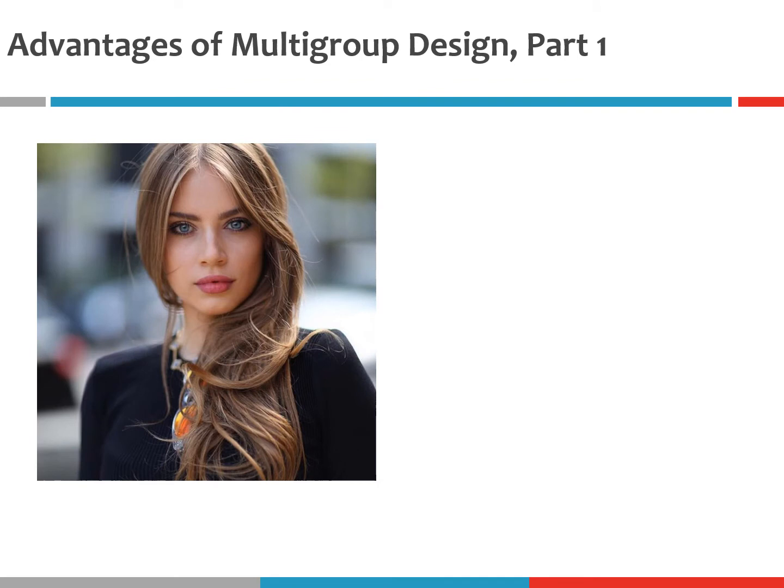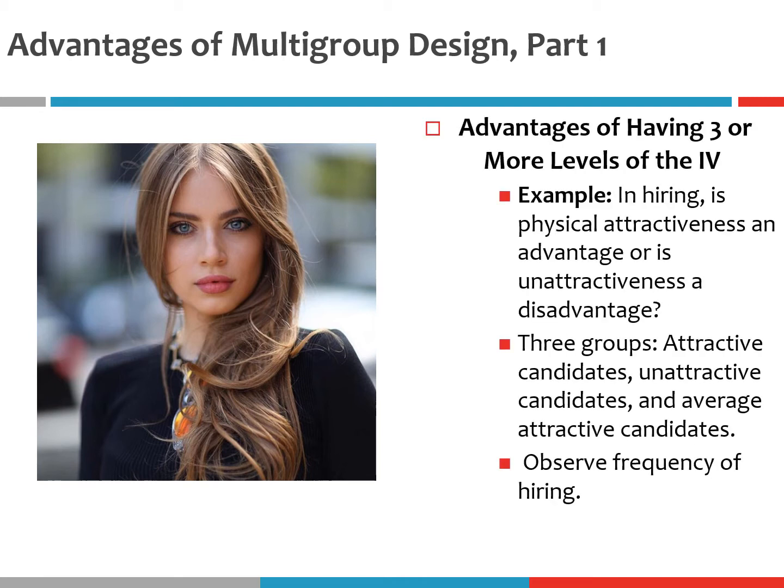Here are some more advantages of the multi-group design besides the ones I was talking about previously. If you have 3 or more levels, you can make more distinct inferences based on your data. For example, attractiveness. If you're hiring someone, is physical attractiveness an advantage, or is physical unattractiveness a disadvantage? Right, so they're basically saying, if you're going for a job and someone perceives you as physically attractive, are you more likely to get the job?